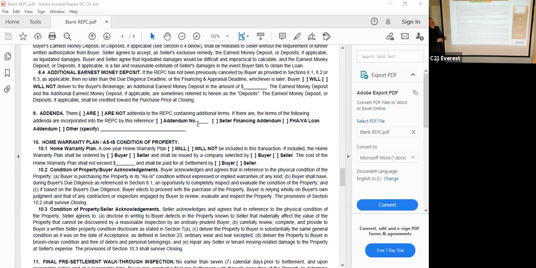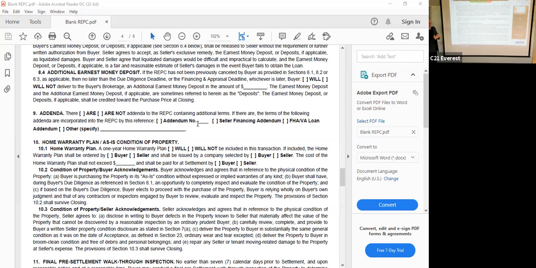And let's say that the seller is okay with everything in the REPC. They're okay with the purchase price. They're okay with everything that's been spelled out. But in the FHA addendum, it also asks the seller to contribute closing costs. And let's say that the buyer asked the seller to pay $5,000 in closing costs. Everything else in the REPC portion, the seller agrees to, but the seller does not agree to paying the closing costs.